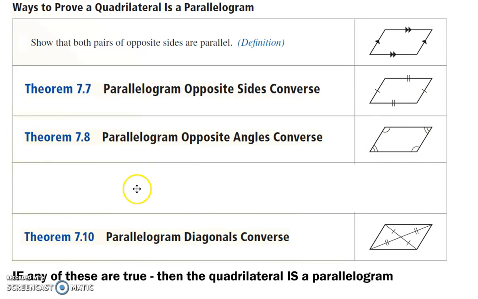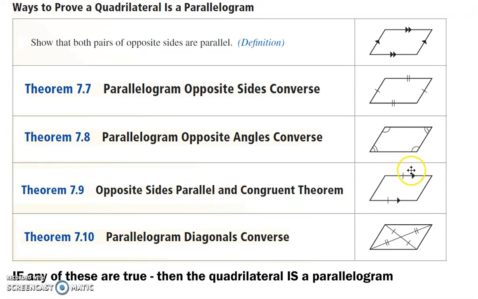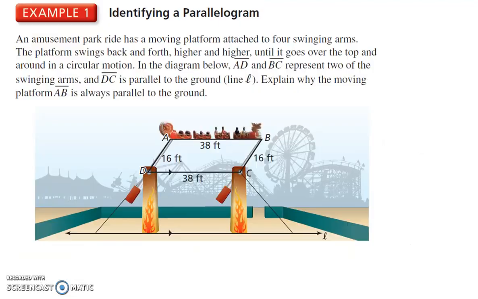And then also, 7.9 is if a pair of opposite sides is parallel and congruent. Because if these two are parallel and they're the same length, then something that connects at the end here has to be parallel to another line that connects at the other side. So these are the strategies we can use to prove that a quadrilateral is a parallelogram. All right, a couple of examples here.